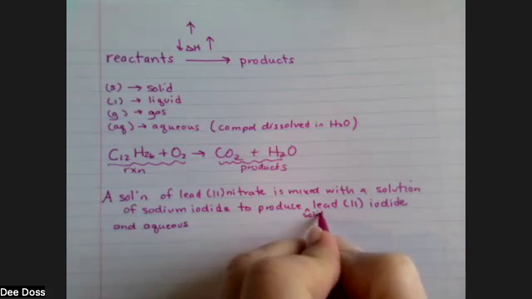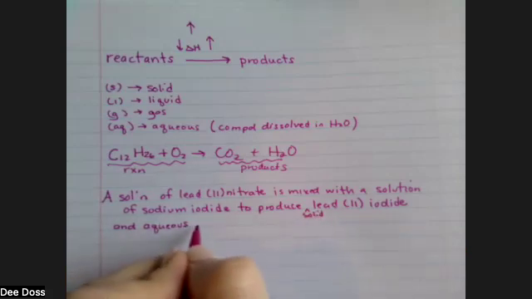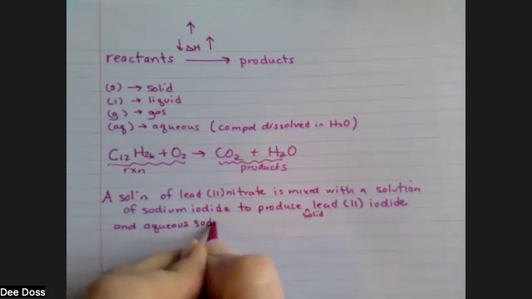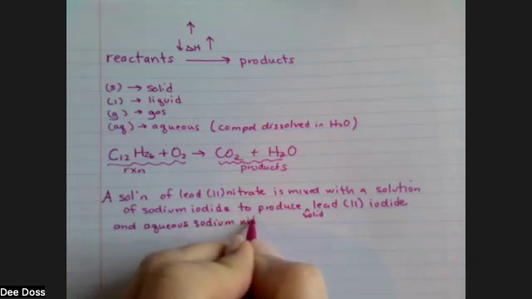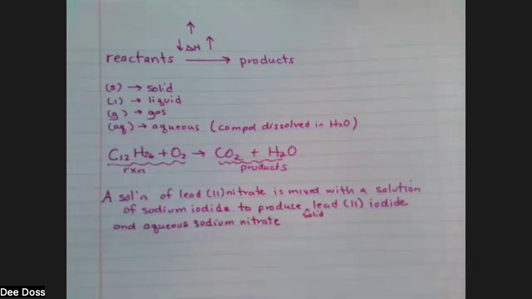Solid. Okay. So a solution of lead 2 nitrate is mixed with a solution of sodium iodide to produce a solid lead 2 iodide and aqueous sodium nitrate. All right. You will see stuff like that, and you need to be able to write the chemical equation from that. Okay. So that's when I said you need to be able to write the formula from the name.